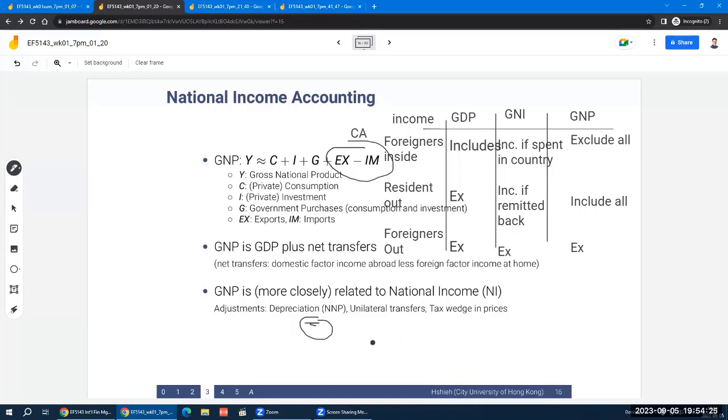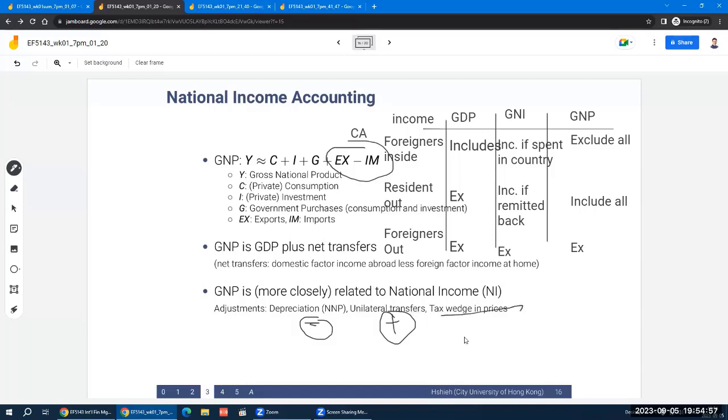That's a unilateral transfer. That needs to be net unilateral transfers. So if the country we're talking about is the Philippines and there's money being sent from Hong Kong to the Philippines, then it's going to be a plus. Yes, it's a minus for Hong Kong. And other types of unilateral transfers could include foreign aid. So if China or the US donates money for a tsunami in Japan or Thailand, that should also count towards national income.